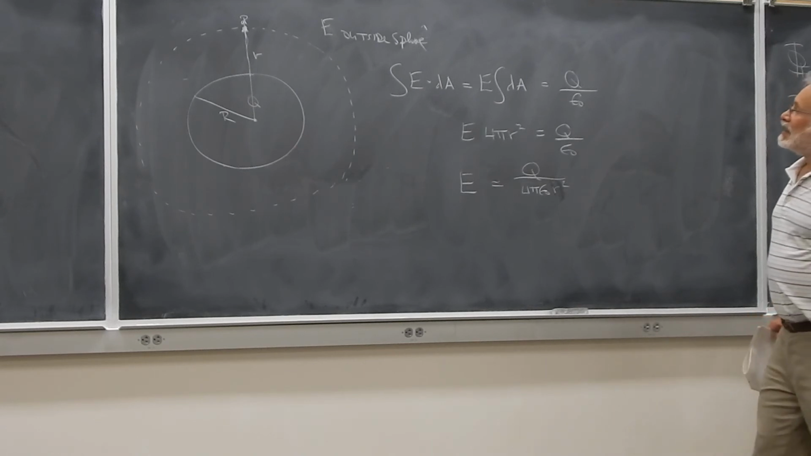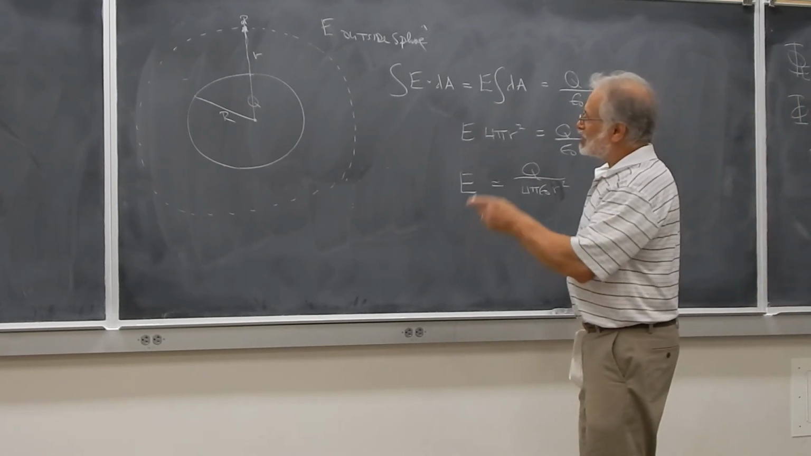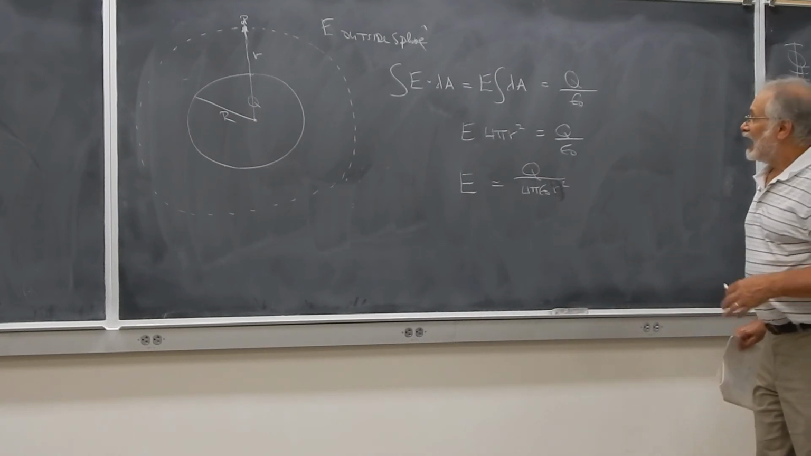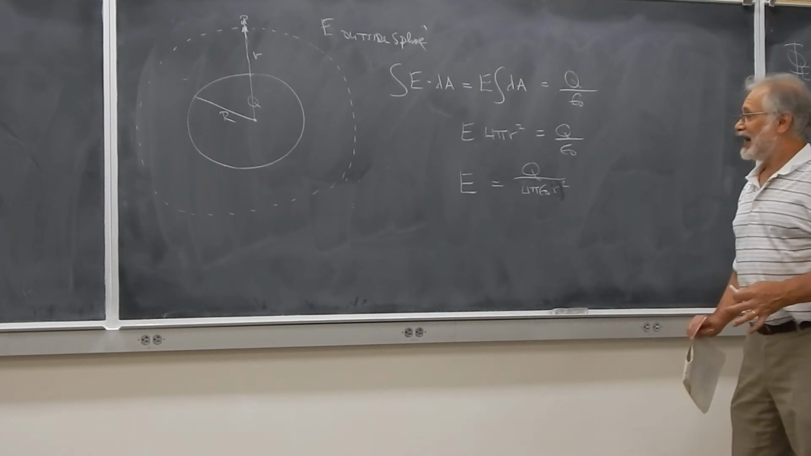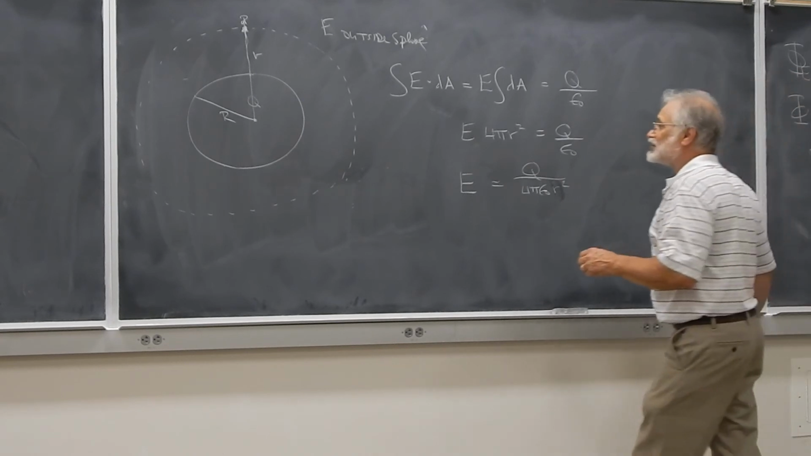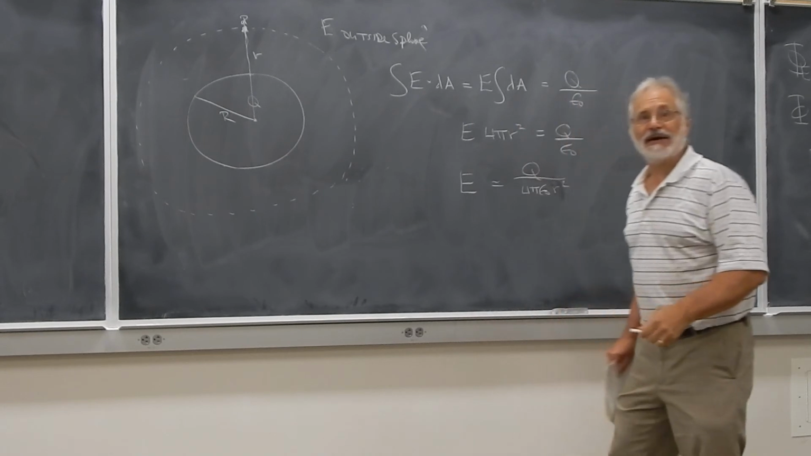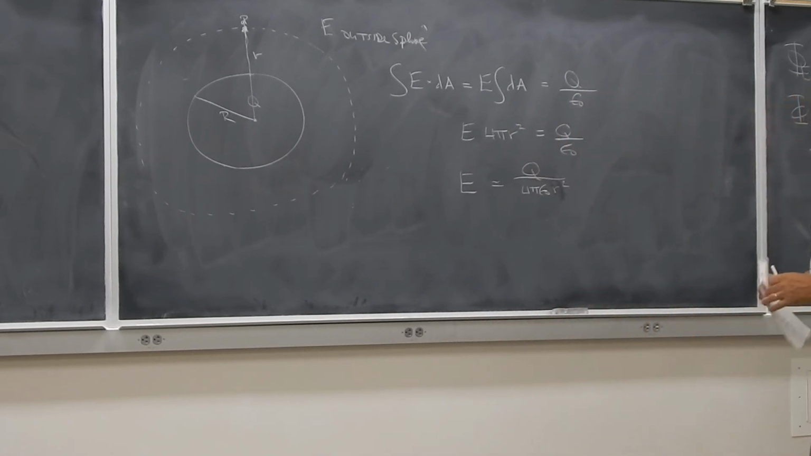Amazing, huh? So whether I have a point charge or whether I have a sphere of uniform charge, outside the sphere it looks the same. It looks as though all of the charge had been located right at the center of the sphere. It looks like another point charge. It's kind of interesting how that works.